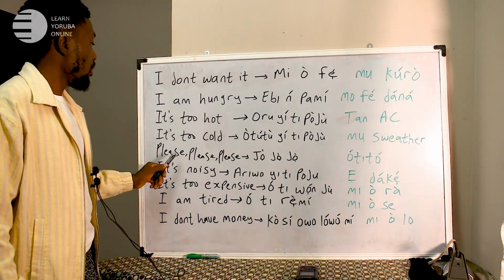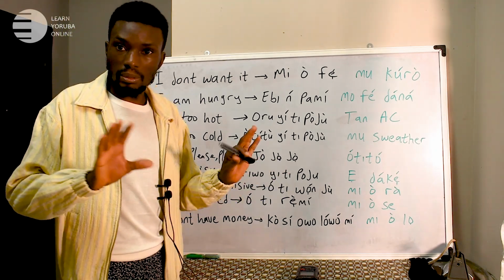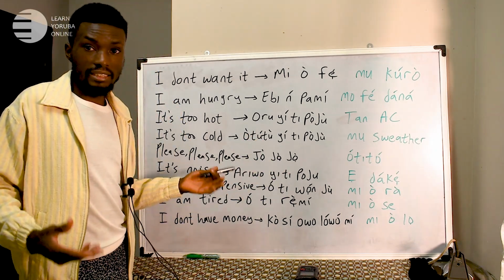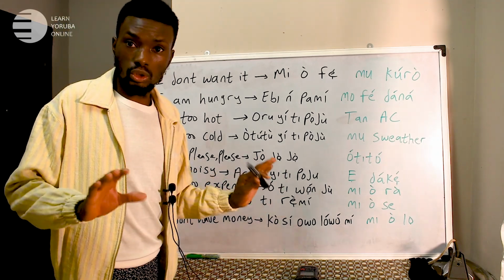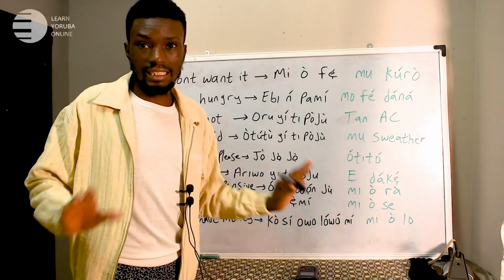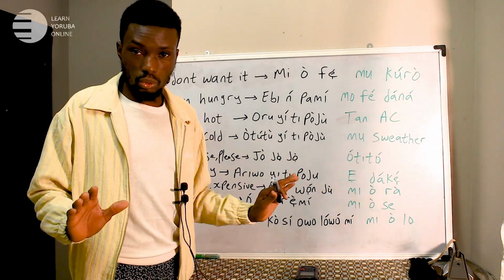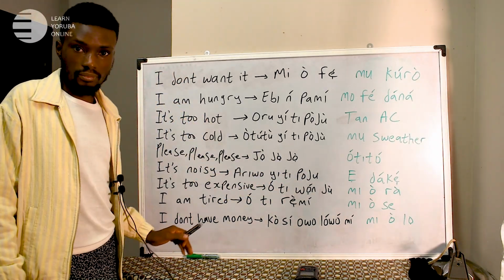And we also have you can say please, please, please. Please in Yoruba is jo. So please, please, please. Jo jo jo. You can now add otito. Otito means it's enough. Jo jo jo otito. Otito is it's enough.